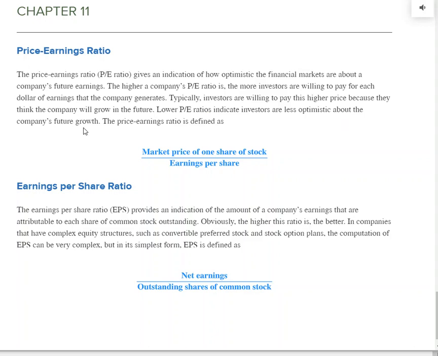So in reading that, it kind of sounds like higher is better. Higher is an indication of more optimism, while lower is less optimism, I suppose. I still think that's tricky. Let's take another look at it.